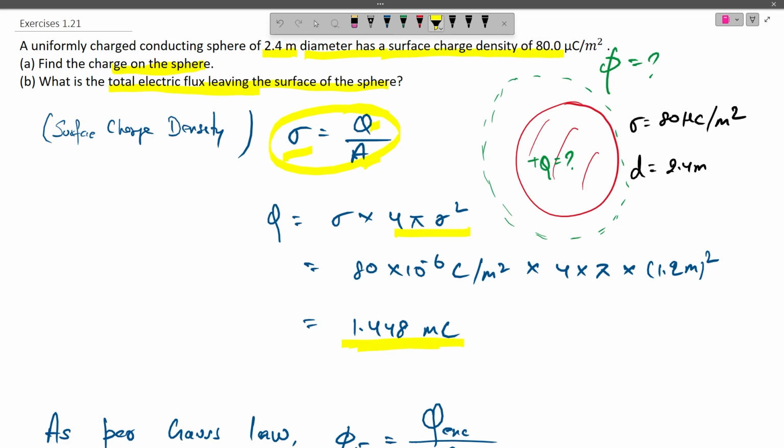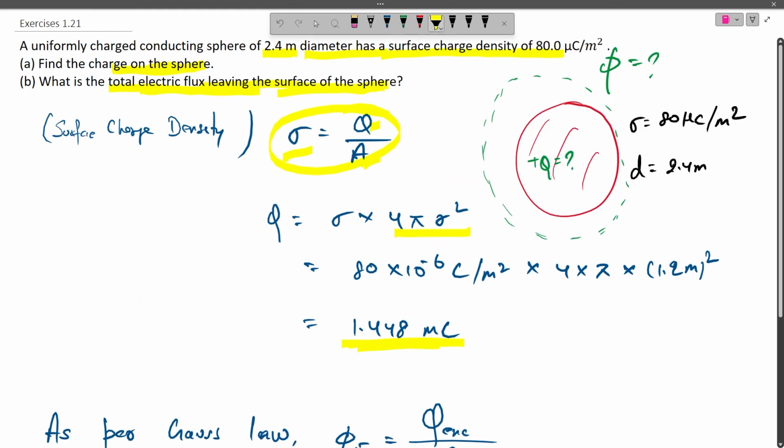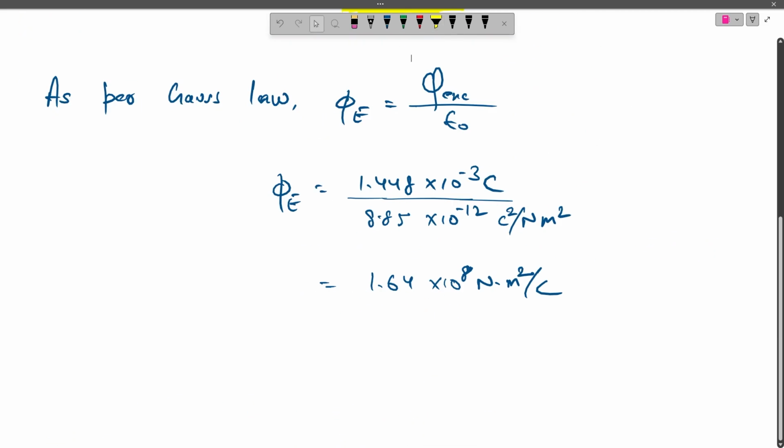Now the second question was, what is the total electric flux leaving the surface of the sphere? Now we can assume a Gaussian surface around this sphere, and as per Gauss law, flux through the Gaussian surface would be equal to total charge enclosed by the Gaussian surface divided by epsilon naught. Now since this Gaussian surface would be enclosing this charge, this magnitude of charge Q, 1.448 microcoulomb, we can use this expression now for finding the flux. So flux would be equal to 1.64 into 10 to the power 8 Newton meter square per coulomb.